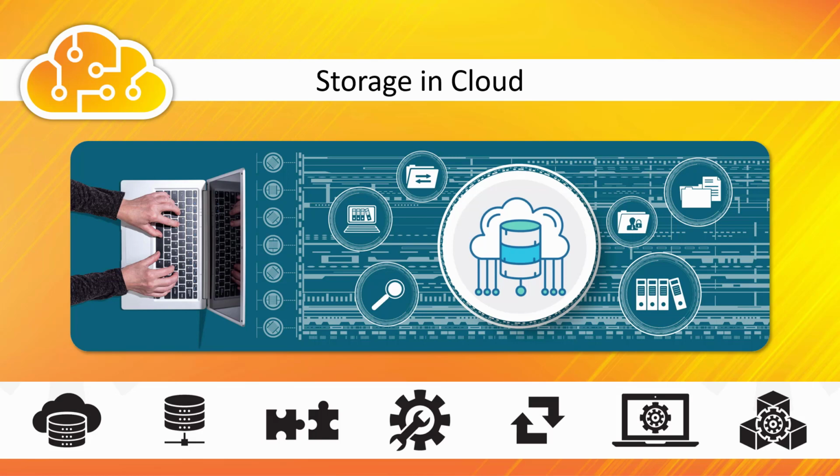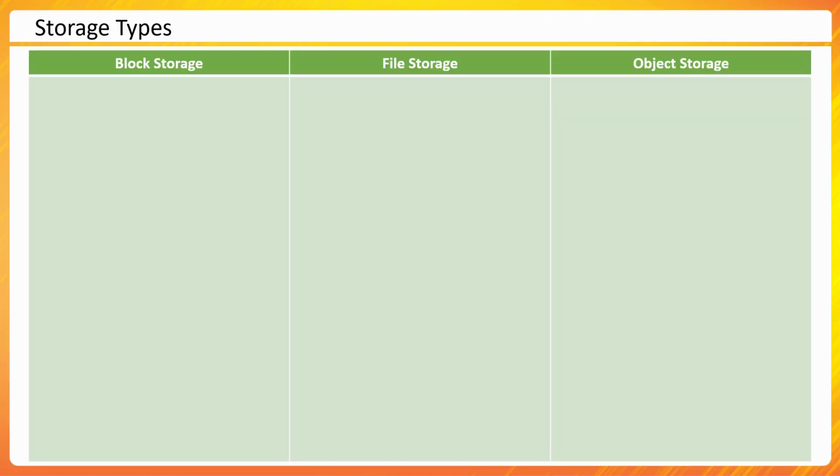So let's first focus on storage types. I would divide storage into three different categories. I would call them block storage. Then the second type, file storage, and then object storage.